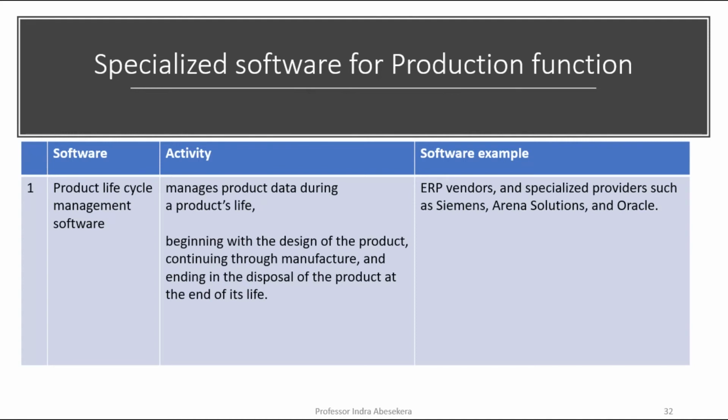We looked at the add-on software in relation to sales function, purchase function. There are also add-on software in relation to production function. The add-on software on production function examines the product life cycle management. It manages the product data during a product life, from beginning with the design of the product to the manufacture to the disposal of the product at end of the life.